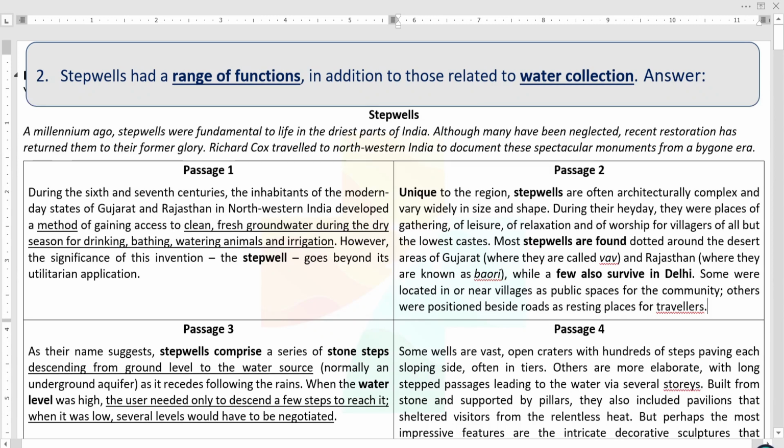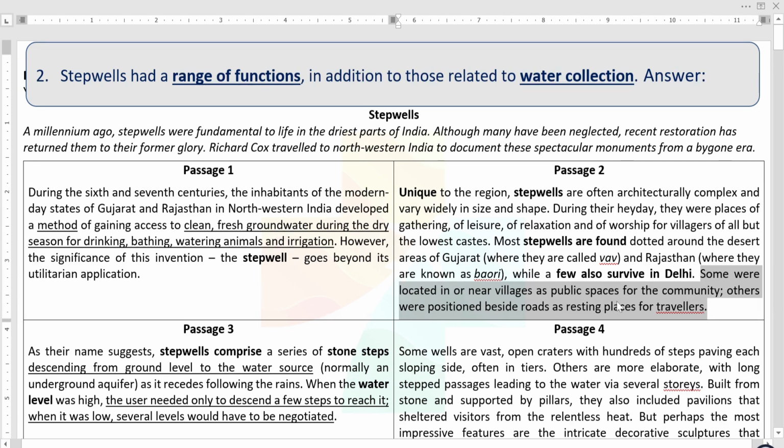Question 2. Stepwells had a range of functions, in addition to those related to water collection. Keywords are a range of functions and water collection. In paragraph 2, it has been mentioned that during their heyday, stepwells were places of gathering, of leisure and relaxation, and of worship for villagers of all but the lowest classes. Then, in the last sentence, some were located in or near villages, as public spaces for the community. Others were positioned beside roads, as resting places for travelers.